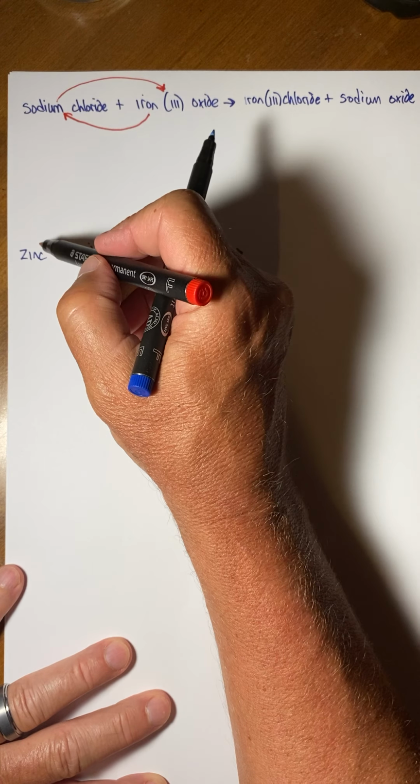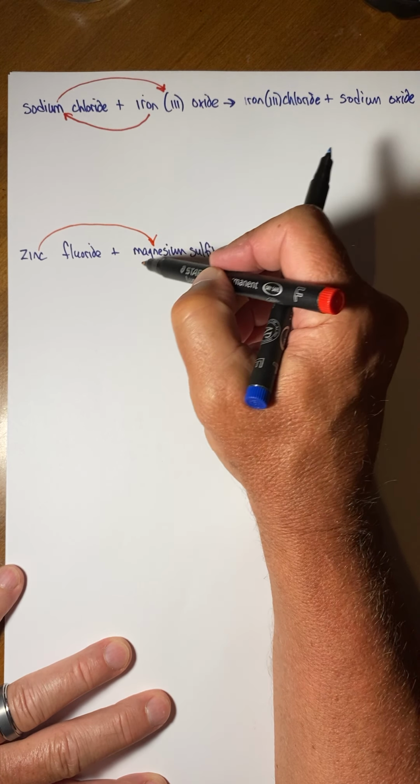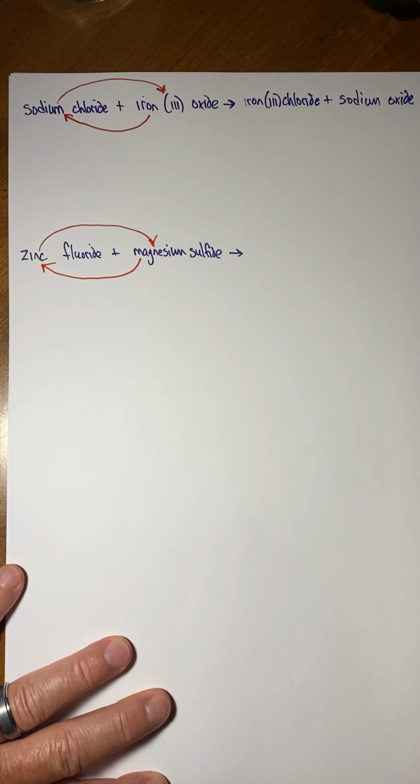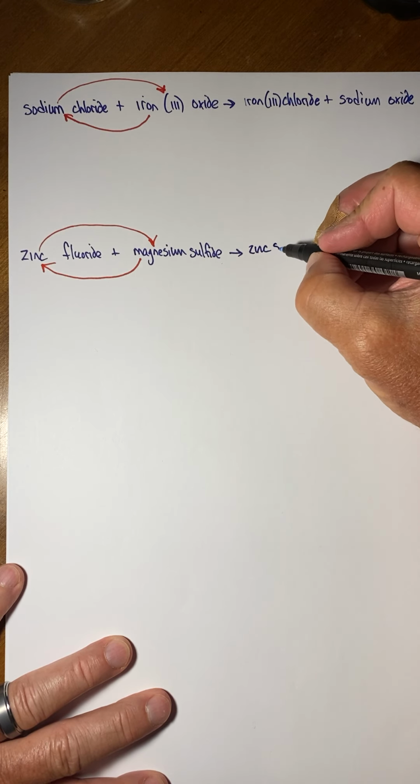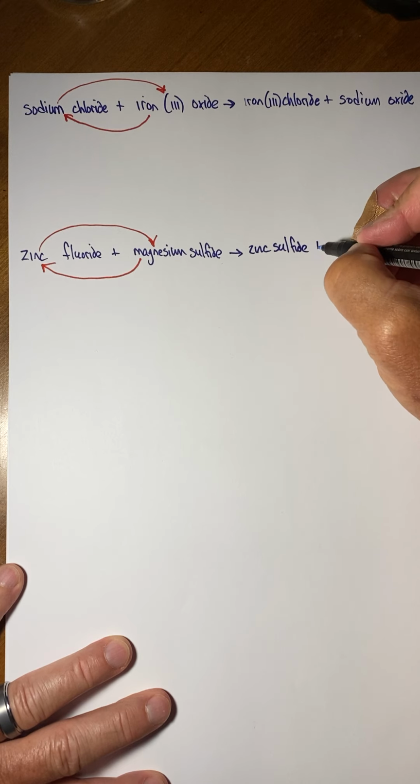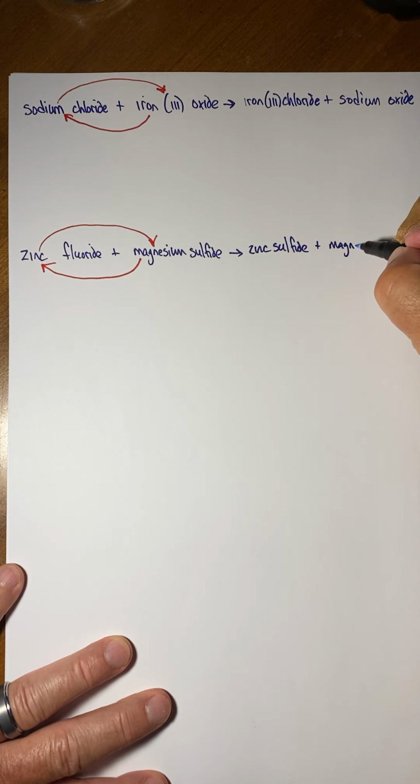For the second example, zinc and magnesium are going to switch places. Remember, the positive valence is going to switch with the positive valence, or you can think of it as the negative valence switching with the negative valence. We don't want two positive valence things joining together, and we don't want two negative valence things joining together. So in this case, we are going to get zinc sulfide and magnesium fluoride. And it's that easy.